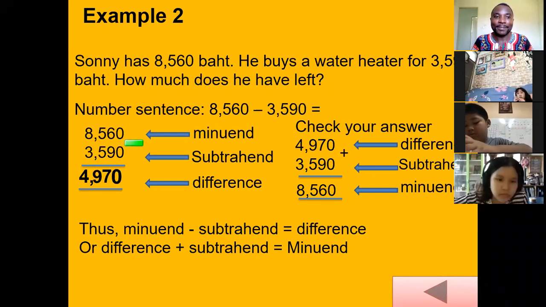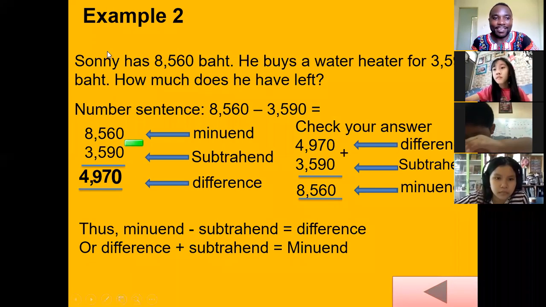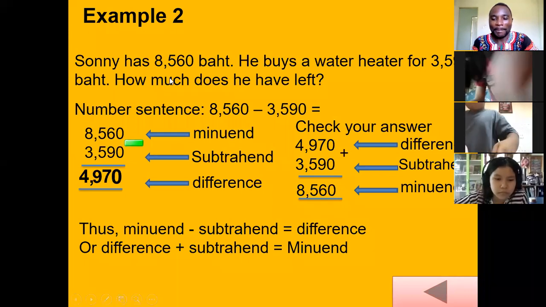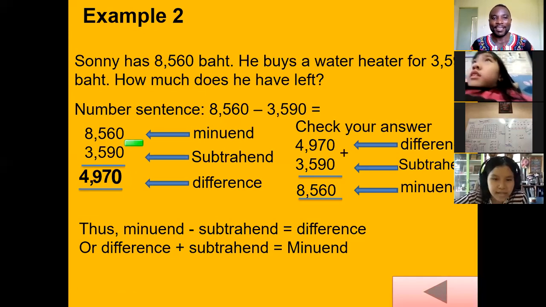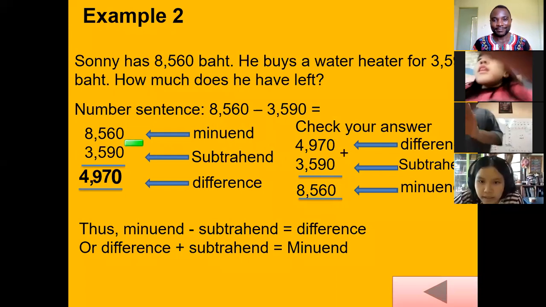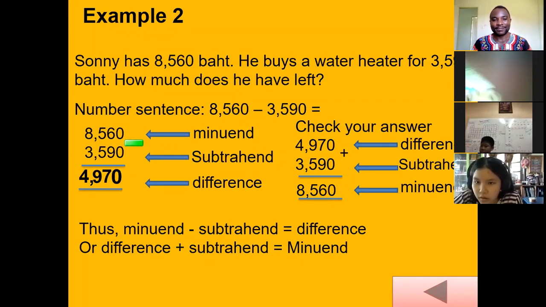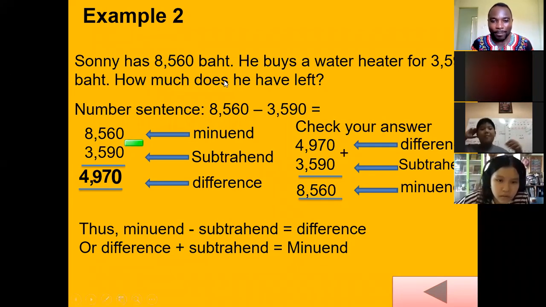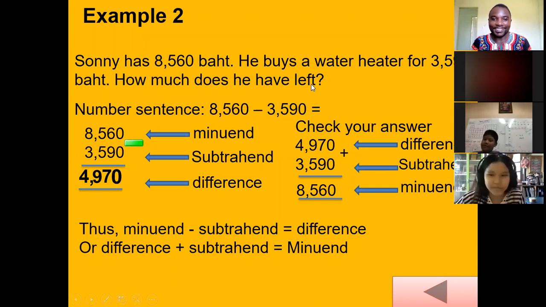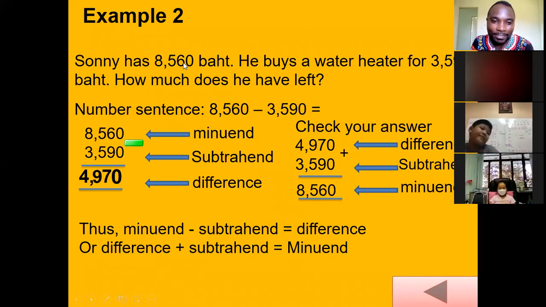King, please read it for me and your friends. Sonny has 8,560 baht. He buys a water heater for 3,590 baht. How much does he have left? Oh, yes. Okay. So he has 8,560 baht. He buys a water heater for 3,590 baht. So how much does he have left?